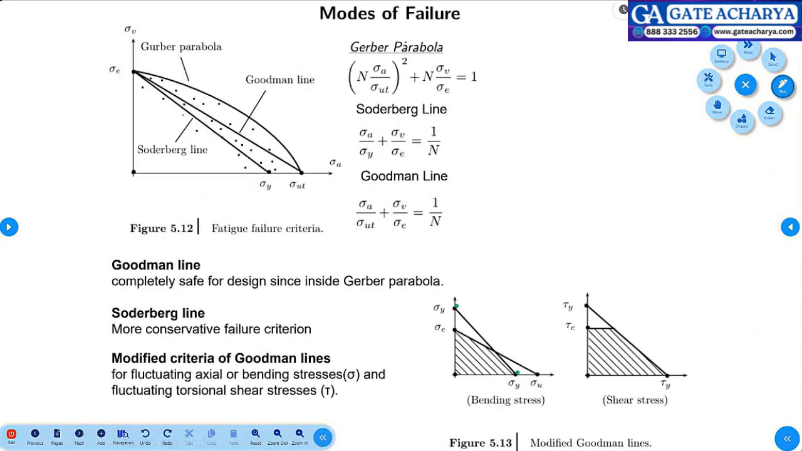Right, just a minute. So these are all the equations governing the endurance strength, fatigue strength. Sigma E is our fatigue strength. That is our criterion for dynamic loading. N is the factor of safety. Sigma Y means yield stress. UT means ultimate tensile stress.